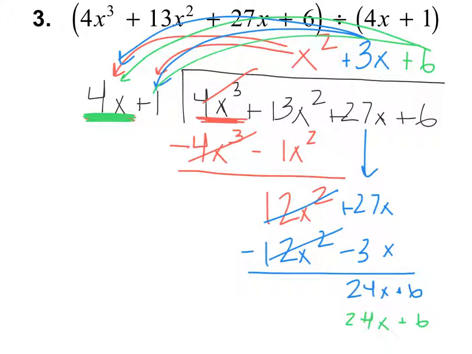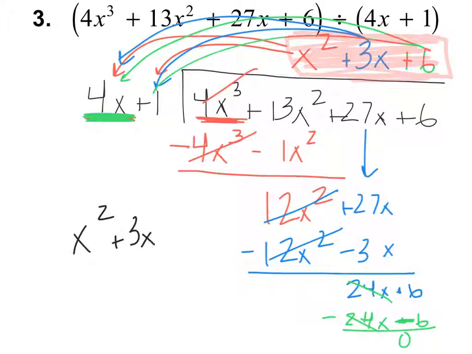Okay, so I do have to subtract, so that changes to subtraction. This also changes to subtraction. And when I subtract these, the 24x's will cancel. And actually, 6 minus 6 is 0. So in this particular case, I do not have a remainder. So simply, this is my answer right up here. And I'll just rewrite it down here. X squared plus 3x plus 6.